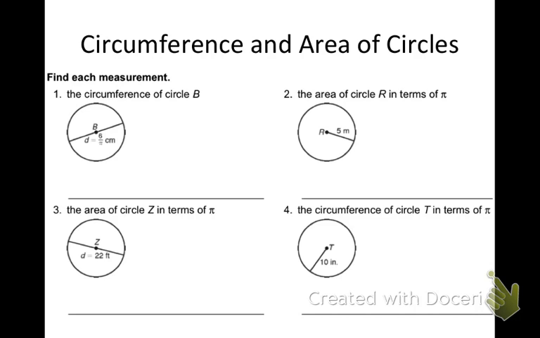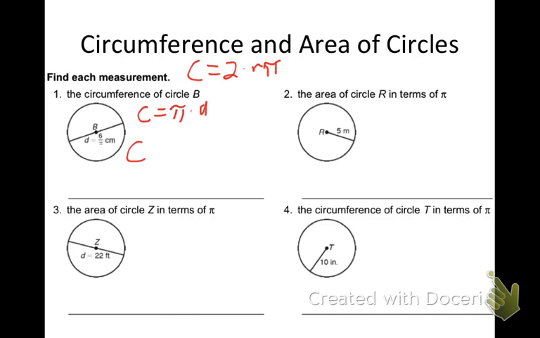Let's try number 1. Find each measurement, the circumference of circle B. So I want to find the circumference of circle B. What is the formula for circumference, Caitlin? I'm going to do 2 times radius times pi. Is that all right? Sure. All right. So number 1 here. Which one do you want to use on this one, Caitlin? The diameter or the radius formula? The diameter, because I have the diameter.